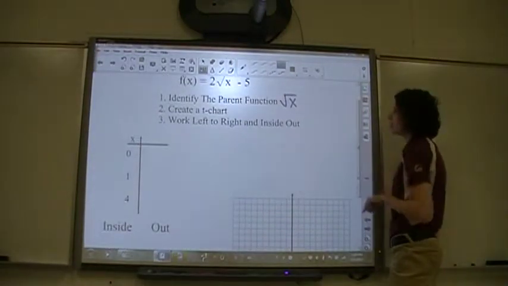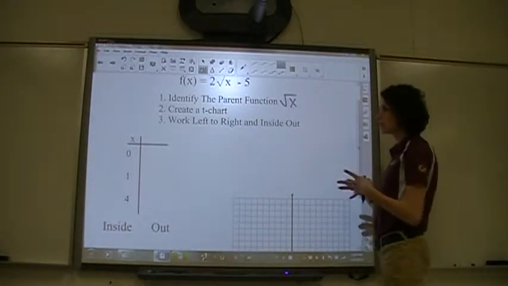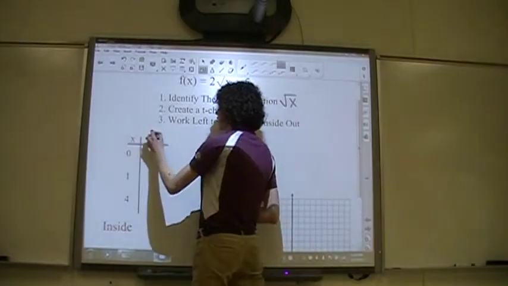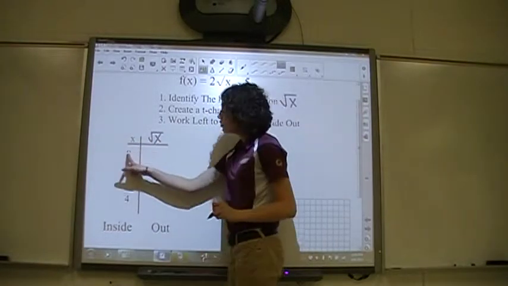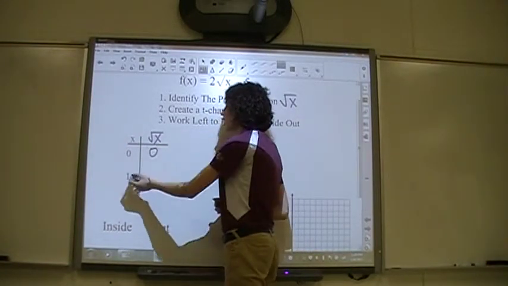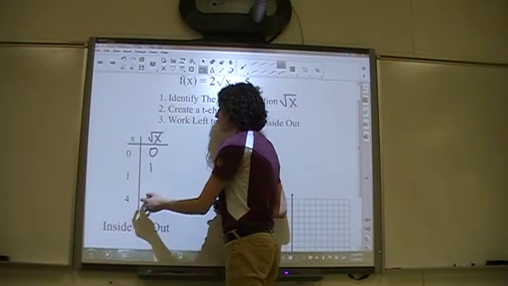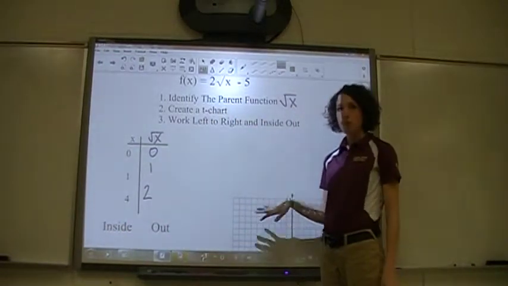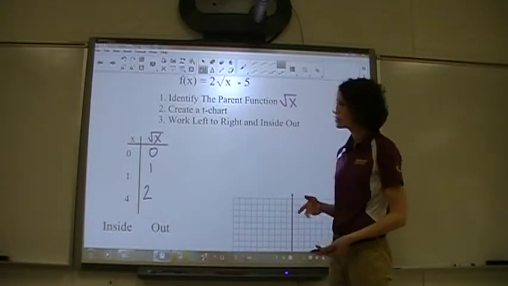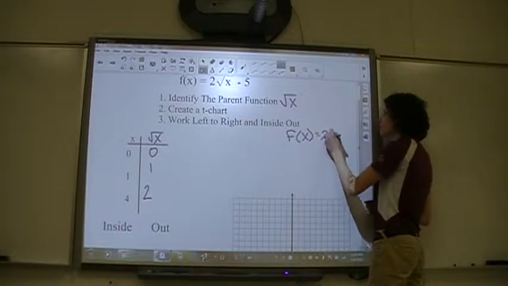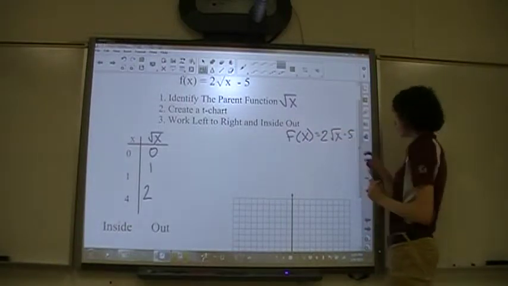And the first thing that you do whenever you do these transformations is you have to use that parent function. So write that parent function up there, which is radical x. So I'm going to take the radicals of all of these numbers. Okay, so radical of 0 is 0, radical of 1 is 1, radical of 4 is 2. And that's why I want to use 0, 1, and 4 because they are perfect squares.